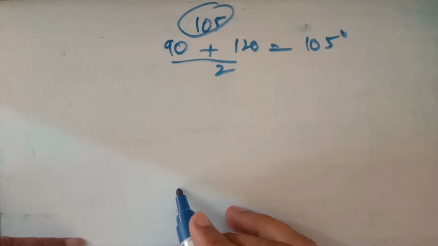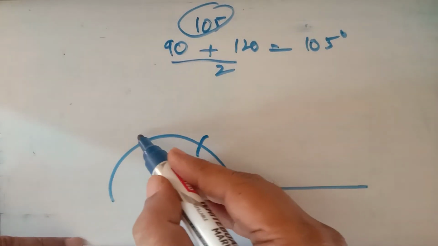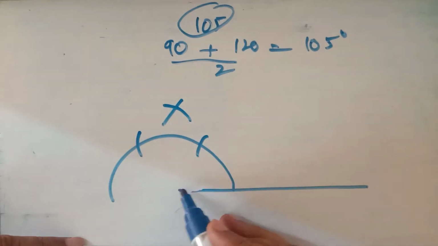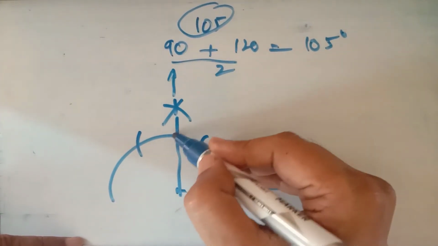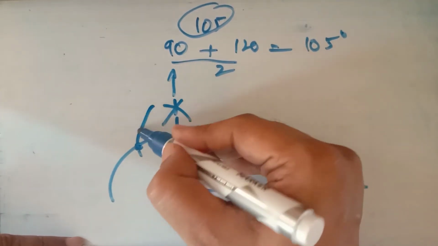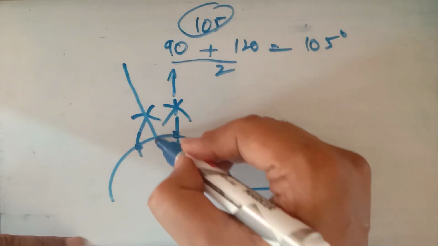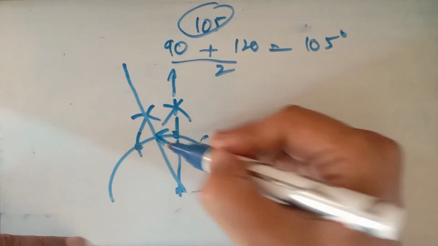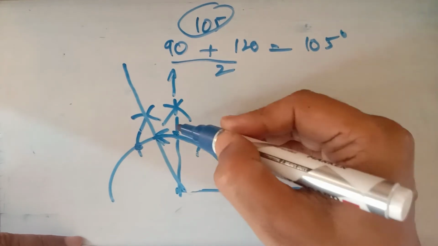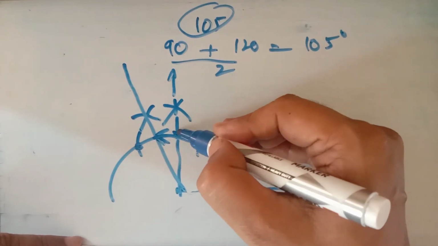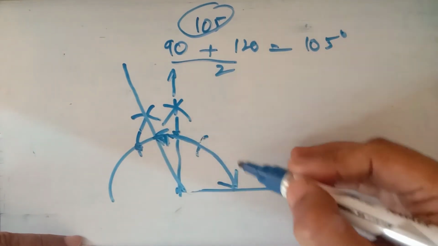So you draw the 90 degree angle as usual. 90, 60, 120, bisect it. You are getting this angle as 90 degree, and this is 120. When you bisect this 90 degree and 120, this angle will be equal to how much? 105 degrees.